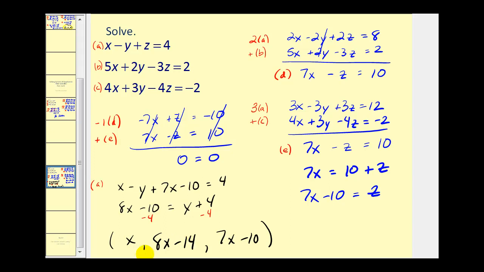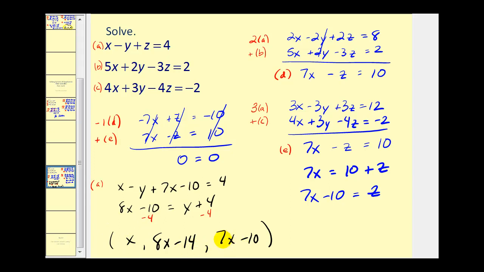Now this solution is expressed in terms of x. It could also be expressed in terms of y or z, and it would look different, but the relationship would be the same. So what this tells us is we can find one of the infinite number of solutions to this system by selecting any value for x and then using these rules to find the y and z coordinates.